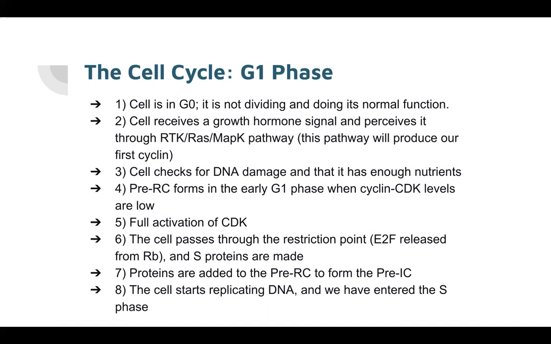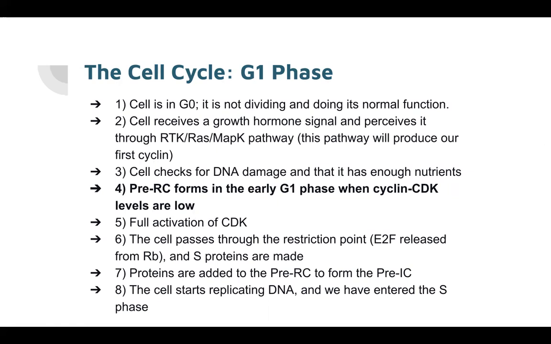Next is full activation of CDK. We'll also talk more about that. And then that will allow the cell to pass through the restriction point. That involves E2F and RB. Those are two proteins that we'll also talk more about. Next, proteins are added to the pre-RC to form the pre-IC. And from there, the cells can start replicating their DNA and enter S phase. Remember that S phase is defined in this class as the moment that cells begin replicating their DNA.